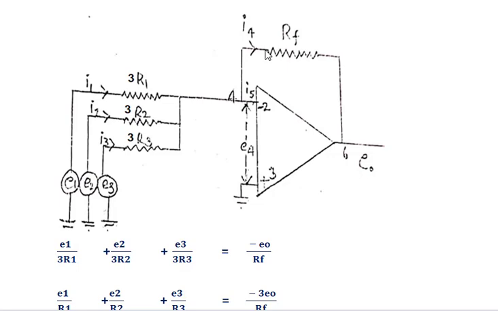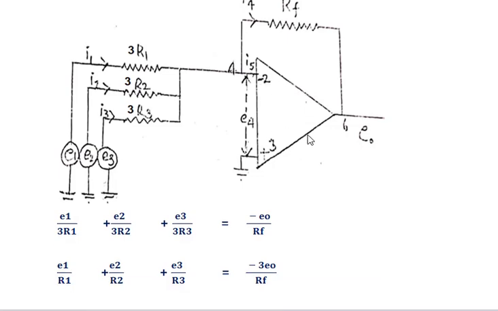RF is a feedback resistor connected between output and the inverting input. The non-inverting input is grounded. The voltage between these 2 points is E4. I5 is the current drawn by the operational amplifier.